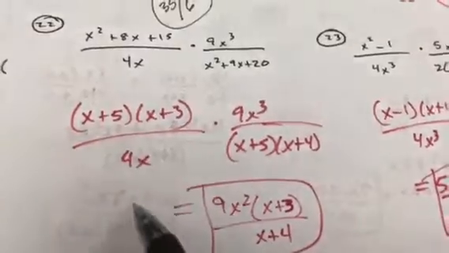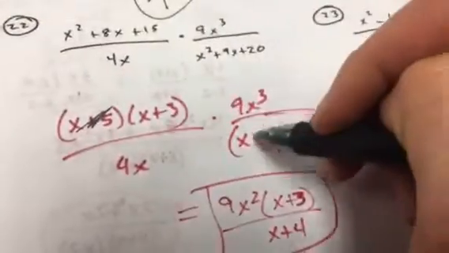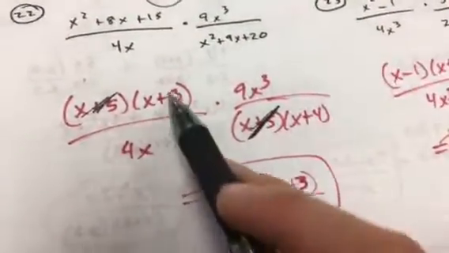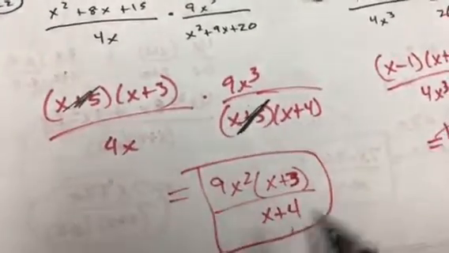Here, folks, what multiplies to 15 and adds to 8? X plus 5, x plus 3. What multiplies to 20 and adds to 9? X plus 5, x plus 4. So bye-bye to the x plus 4s. X plus 3 is going to stay north. X plus 4 is going to stay south. The 9 over 4. Gosh darn it.